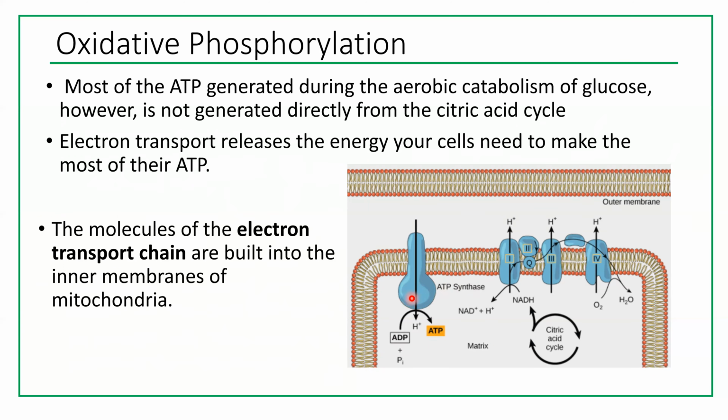And this is like a turbine. So when hydrogen moves from high concentration to low concentration, it rotates this turbine. And every time this turbine rotates, it attaches a phosphate group to ADP.